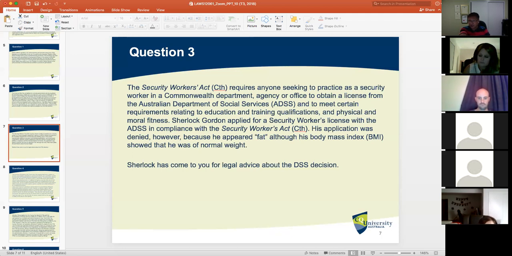Under the facts here we're looking at in question 3, it seems to be apparent that Sherlock Gordon is entitled as a matter of right to the license. He is entitled to it as a matter of right. And if therefore the ADSS refuses to issue it to Sherlock Gordon, when in fact he meets all the qualifications, then the court can order the ADSS to grant him a license. Can I just jump in?